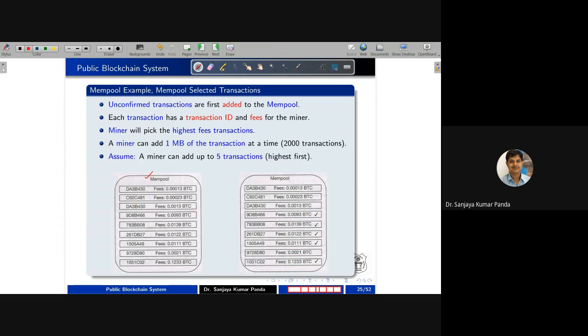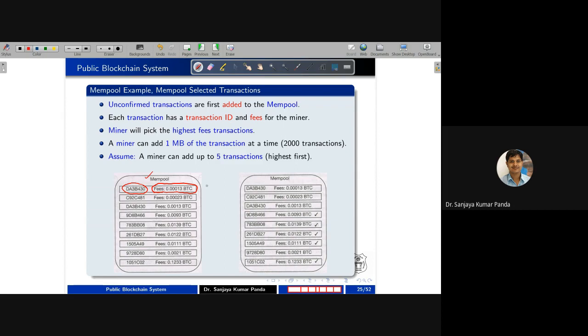If you look into each and every transaction, it has a transaction ID, represented in the form of 7 hex digits, and a fee for the miner. It means if you validate this particular transaction, then the first miner gets 0.00013 Bitcoin. But miners are very clever. They know why go for the transactions which result in less fee, so they always choose the transactions which have the highest fees.